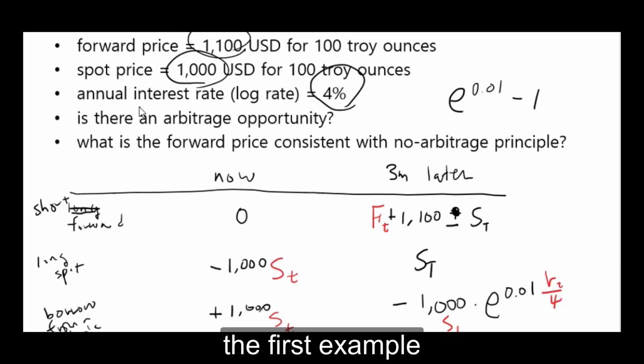Instead of 4, let me again use the symbol. So I'll call it capital T minus small t, where capital T and small t are expressed in terms of number of years. So the distance between the current point in time and 3 months later, the difference is 3 months, but in terms of year, this number should be 0.25, 1 over 4. That's how we are going to use this symbol.